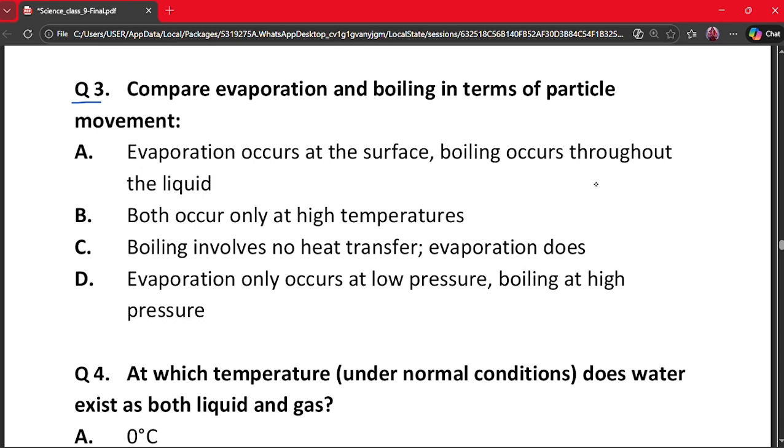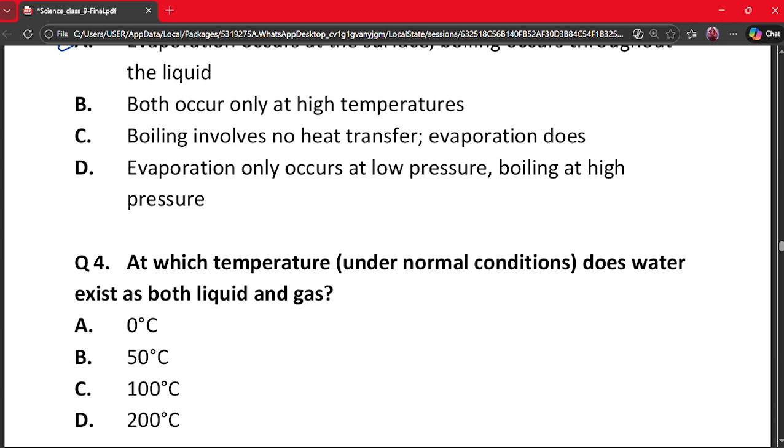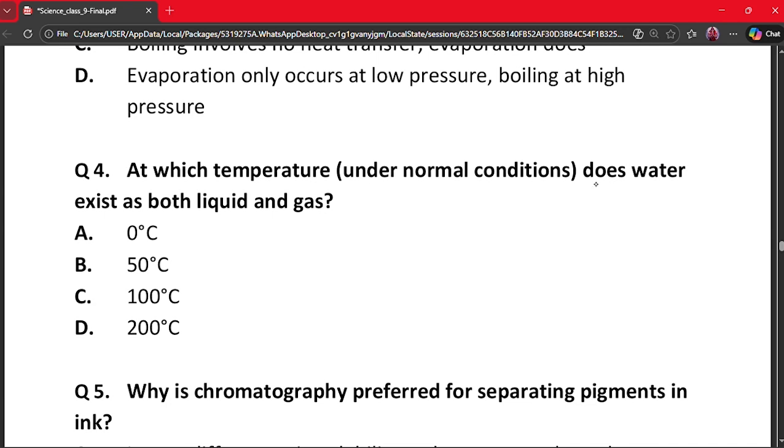Here the correct answer is option A, because evaporation occurs only at the surface of the liquid, while boiling occurs throughout the liquid, and during boiling, bubbles from inside the liquid rise to the surface, and hence particle movement differs in location of vapor formation. Our next question is question number 4. At which temperature under normal conditions does water exist as both liquid and gas?